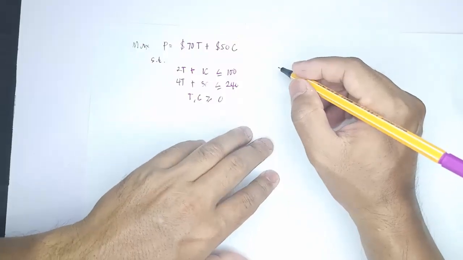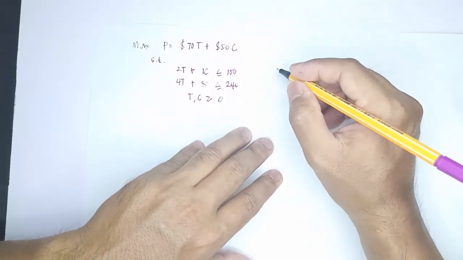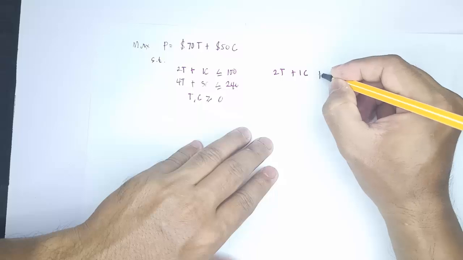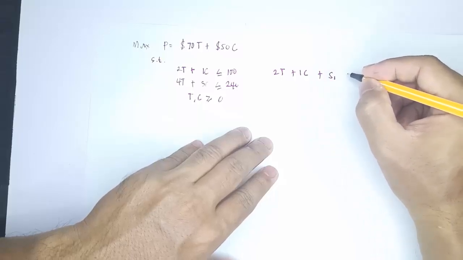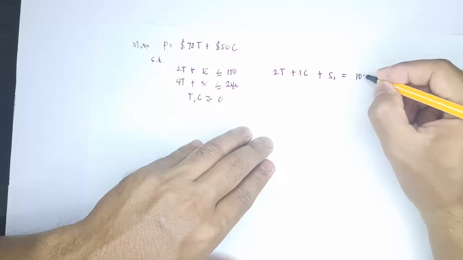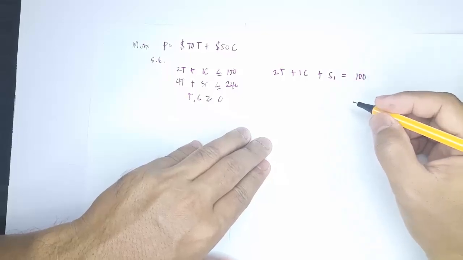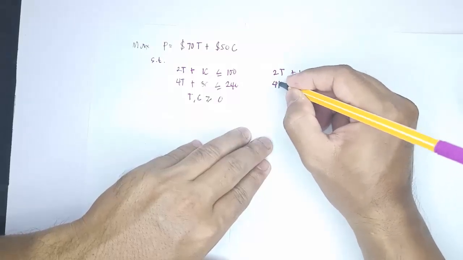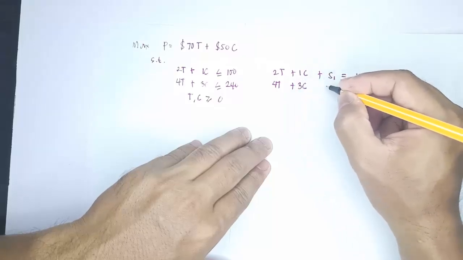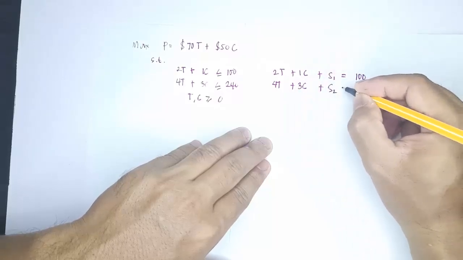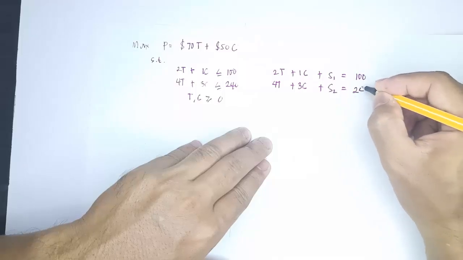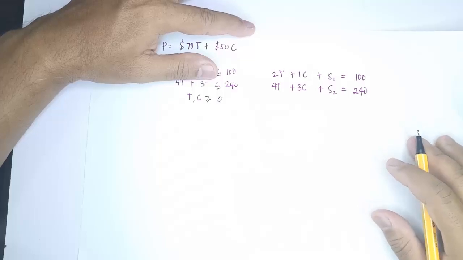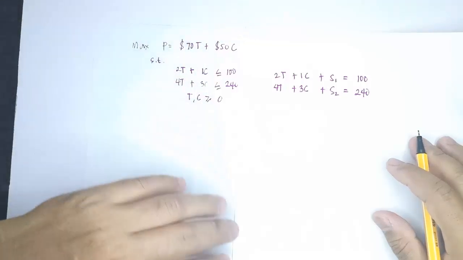For instance, the first constraint, which is the painting hour constraint, will become 2T plus 1C plus S1, the first slack variable, is equal to 100. The second slack variable is added to the second constraint, which is 4T plus 3C plus S2 is equal to 240. Once the constraints were converted to equations, we can now construct the standard form of the LP model.